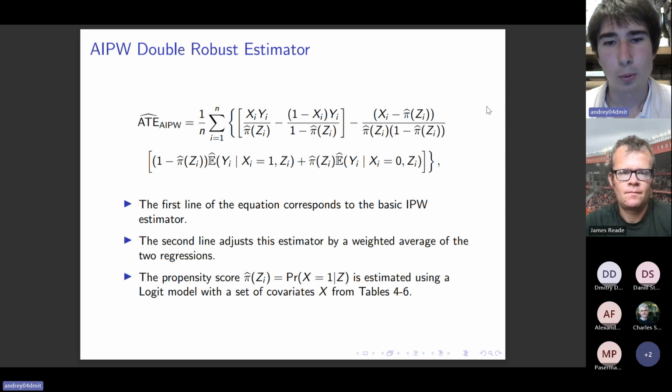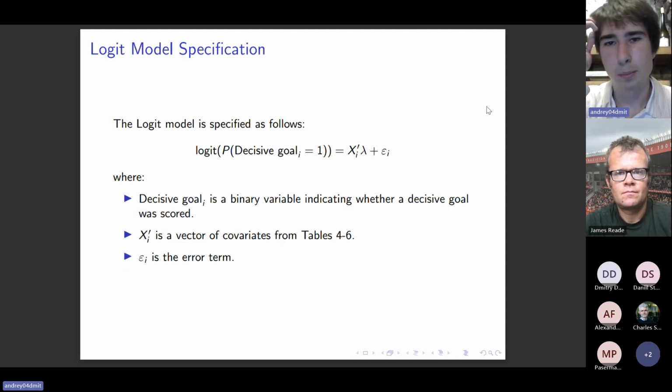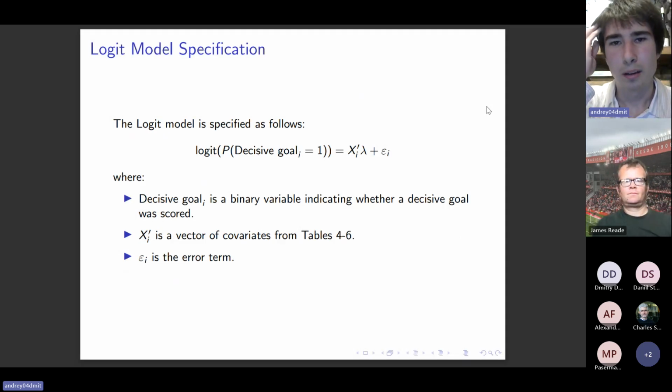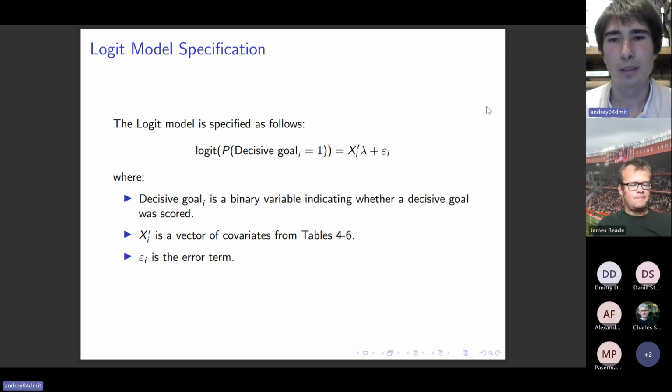Yeah. So the propensity score here is estimated using a logit model with a set of characteristics from those tables: match, player, and key characteristics. So it's a simple logit model, and the dependent variable is whether a goal is decisive.